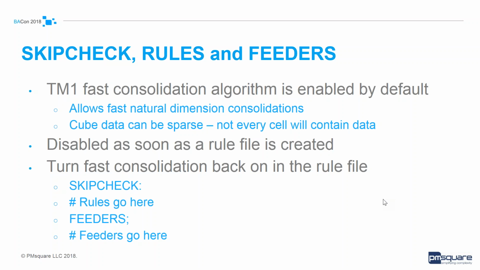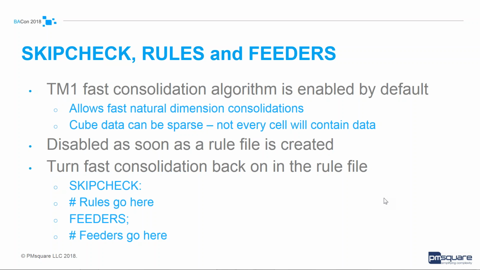Skip check, rules, and feeders. Skip check is a fast consolidation algorithm, and it's turned on by default. Skip check skips all cells with a 0 value. As you can imagine, most cubes can be sparse, meaning there are a lot of cells containing zeros. This makes sense because we may not be selling every product in every region during every month. There may be regions where some products are never sold. Regardless, we want to skip 0 values to improve the efficiency of our cube.